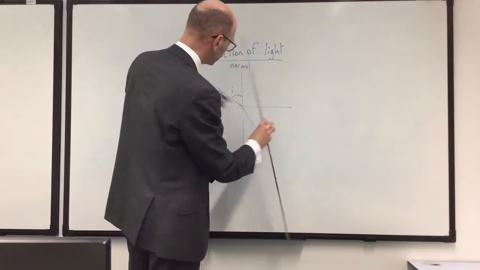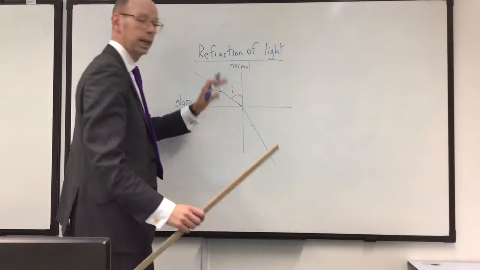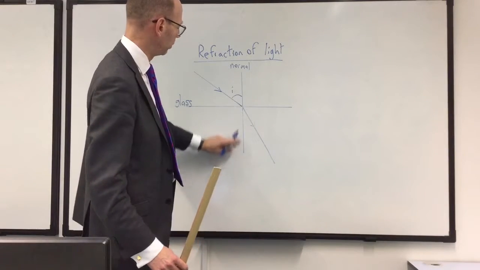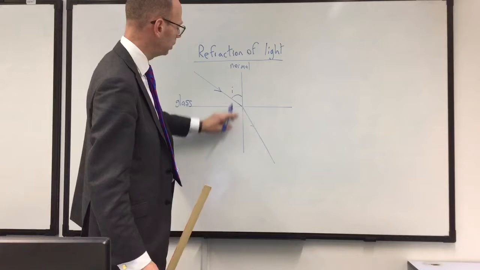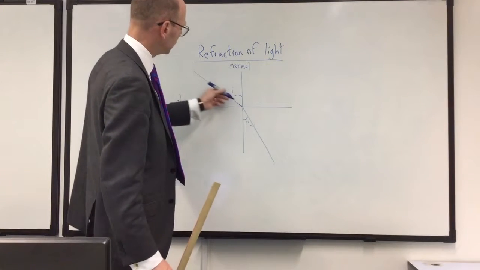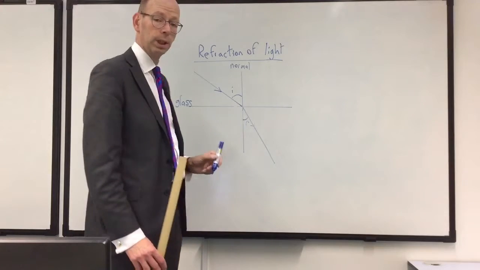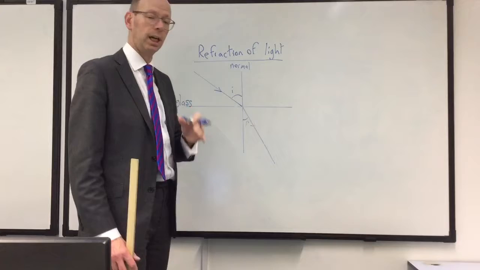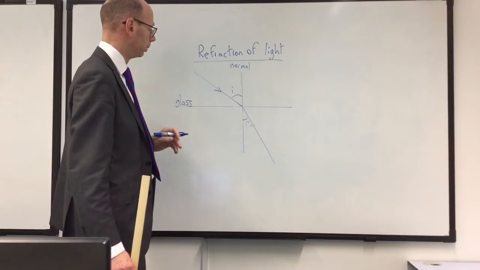Okay, so the rule is that light going from air into glass refracts towards the normal. The normal can be seen to be projecting downwards as well as upwards, and you can see there that the ray is bent, and it's bent towards this normal line. So remember the rule: light going from air into glass refracts towards the normal.